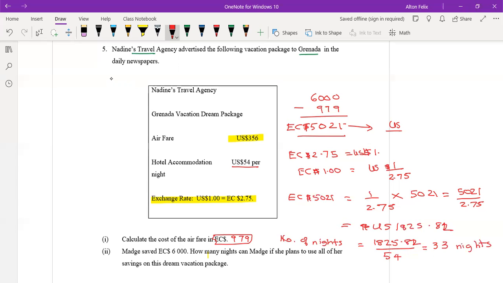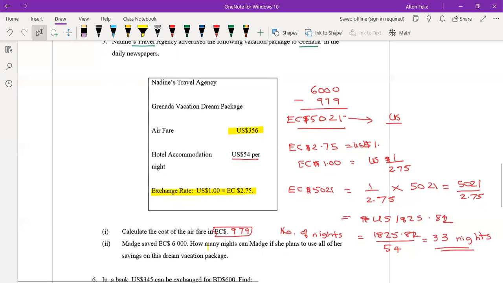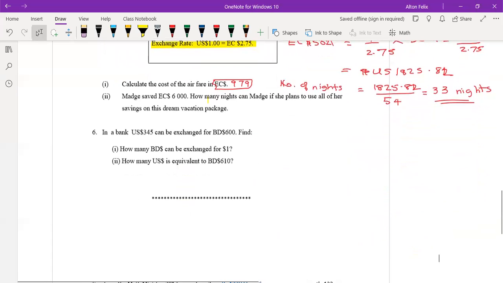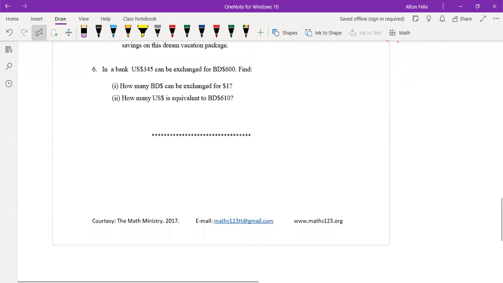And that is not bad, 33, that's over a month vacation, and that's great. Okay, so that'll take us to the end of question number 5. Let's go straight into question number 6, again dealing with exchange rates. I'm certain we are professionals in solving these types of problems. Let's see how this one goes.